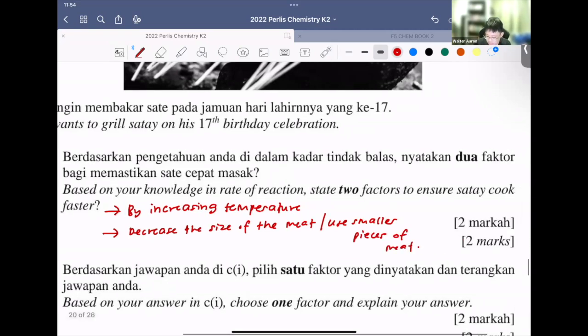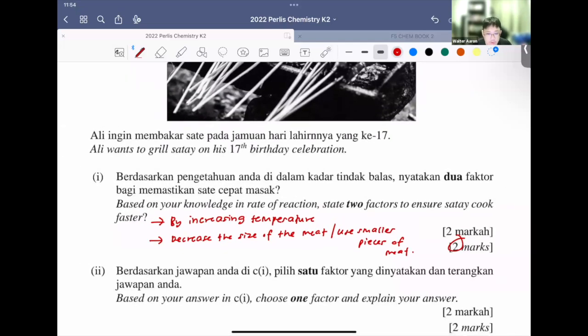Okay, that will actually give you a higher rate of reaction, based on what you have learned in your rate of reaction. Okay, then let's take a look at the next question.